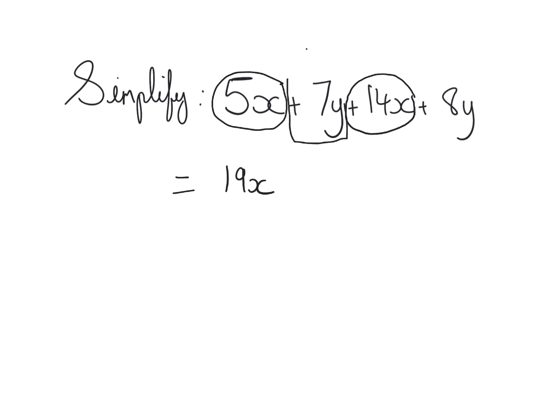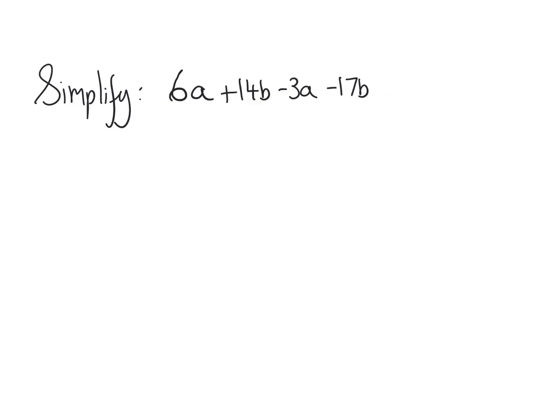Then I've got positive 7 lots of y, and I'm going to do that in a different shape, plus another 8 lots. So I've got 7 lots plus 8 lots. That leaves me with 15 lots of the unknown number y. So we're just going to go through some questions now that are variations of that.